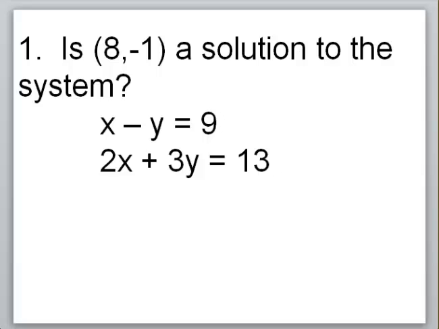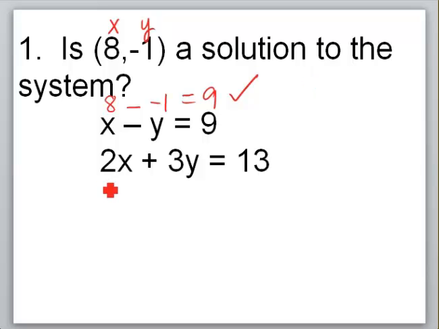Well, how we're going to be able to tell that is by plugging in our x and our y values and asking ourselves whether or not it's true. So if x is 8 minus y, which is negative 1, does that equal 9? And the answer is yes, it does. So yes, it is a solution to the first line.